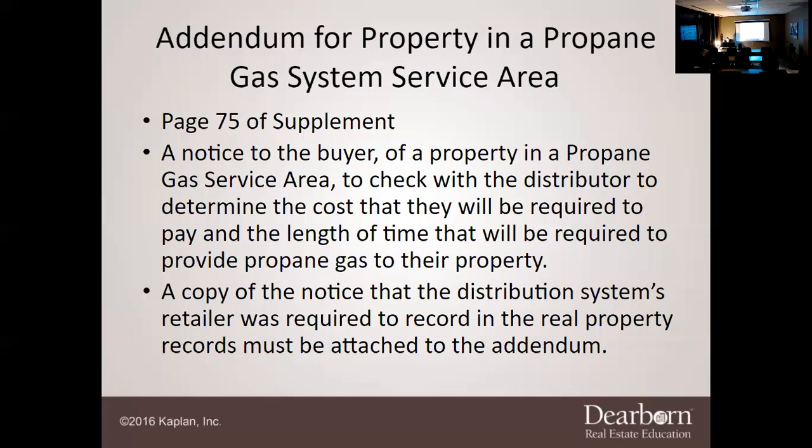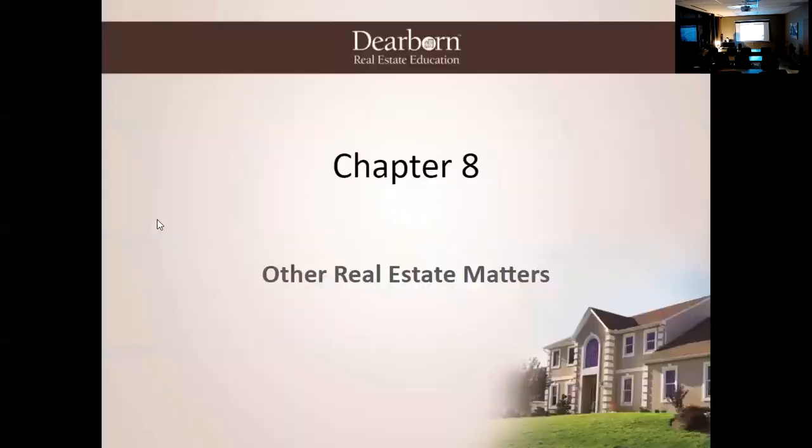Again, a copy of this notice that the distribution system's retailer was required to record in the real property records must also be attached. This basically allows the client to be aware of, is there other things, is there other expenses? Because the key goal here is we want to make certain that the clients are aware of these different situations, that they are aware of these different costs and expenses. But again, this is another addendum that you do need to be aware of.